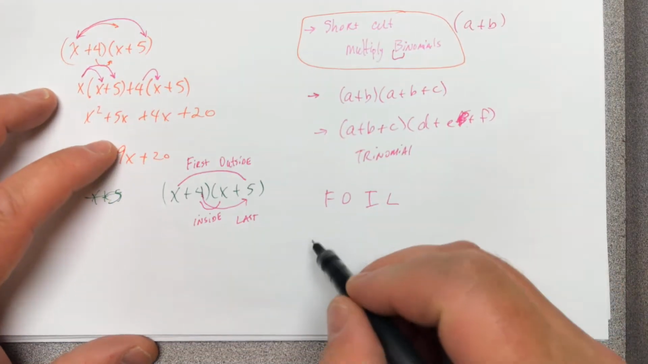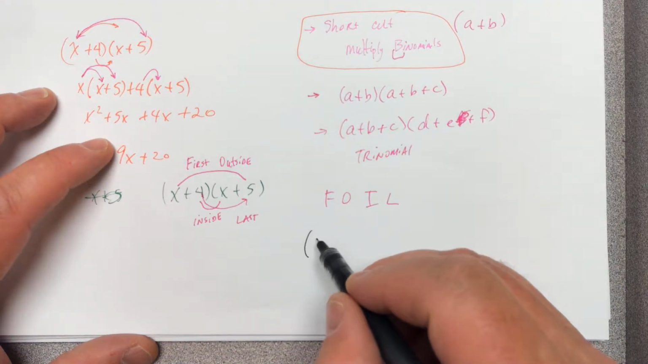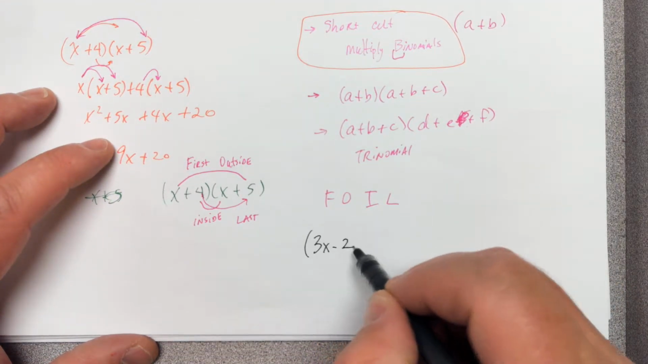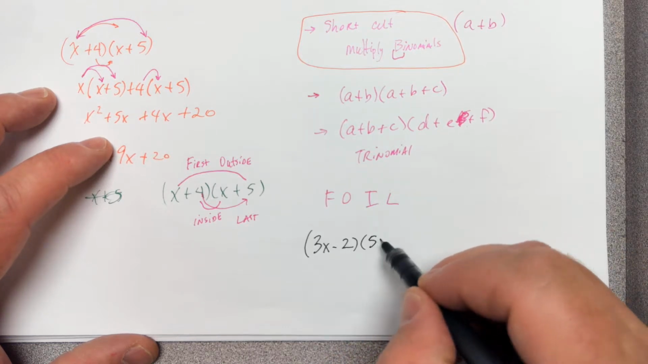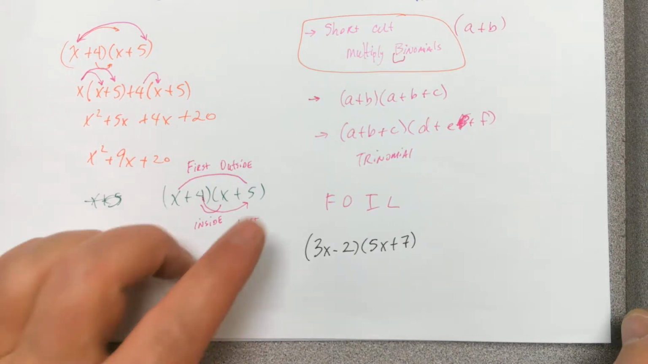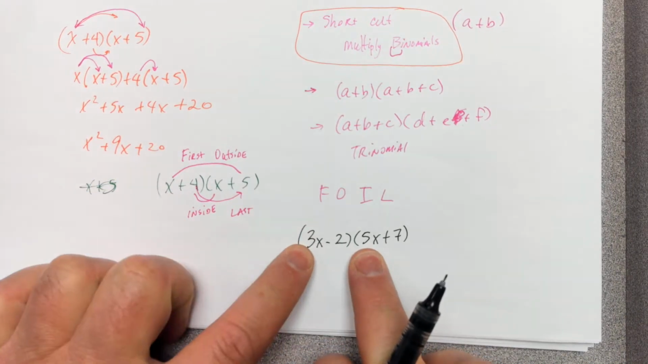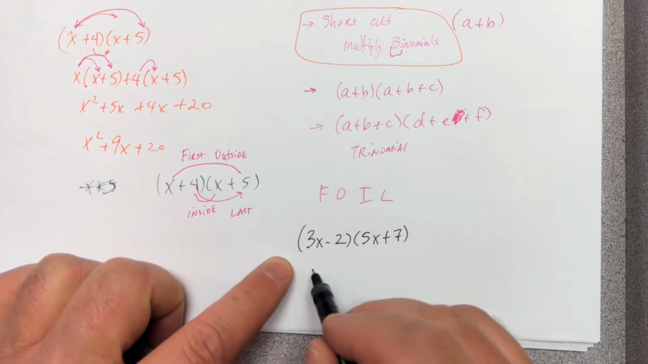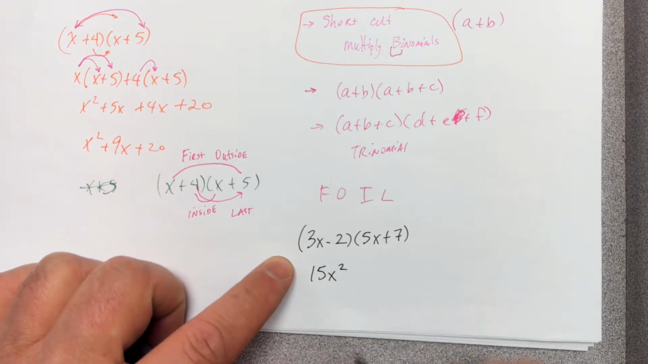Alright, so check this out, Celine. Watch. Mira. 3x minus 2, and then, I don't know, 5x plus 7. Ready? That's the problem we're going to do. We're going to multiply this. So first, that's these two right here. That would be 15x squared. Yeah?